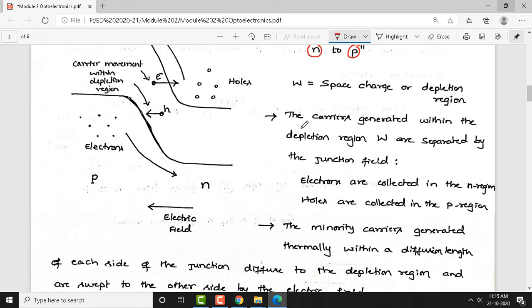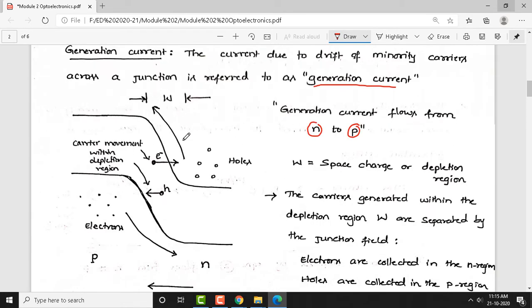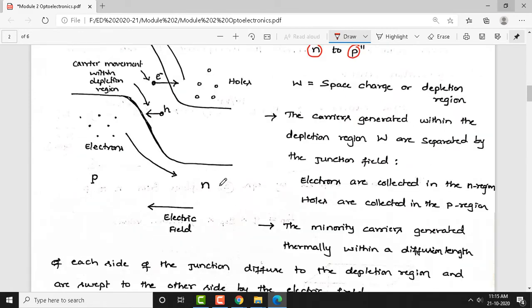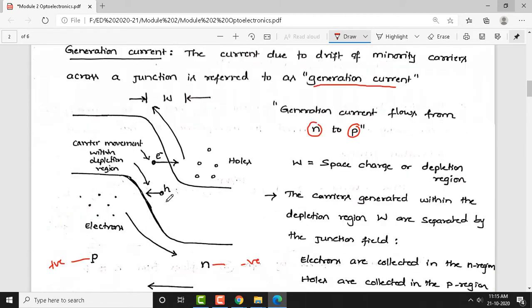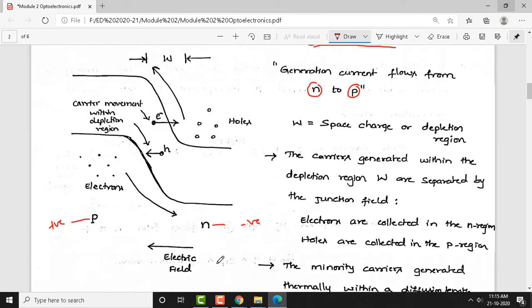W is nothing but the space charge region or depletion region that you are seeing. This is the energy band diagram of the PN junction, under reverse bias. Reverse bias means we connect the n region to the negative terminal of a battery and the p region to the positive terminal of a battery. Under this condition, you see minority carrier movement: holes from n to p and electrons from p to n.